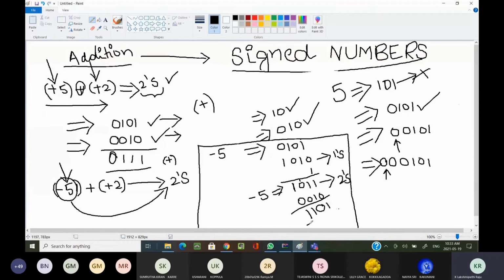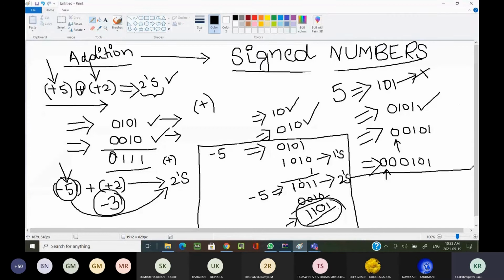Now what is the result I am getting? This is the result I am getting. Actually, what is the answer I should get? If you are doing it by pen and paper, you should get minus 3. What have I got? Minus 5? Those who are saying minus 5, very good.